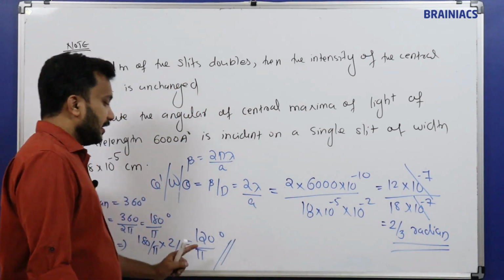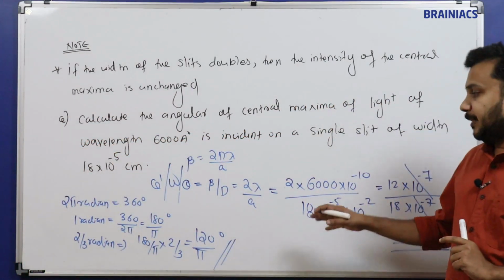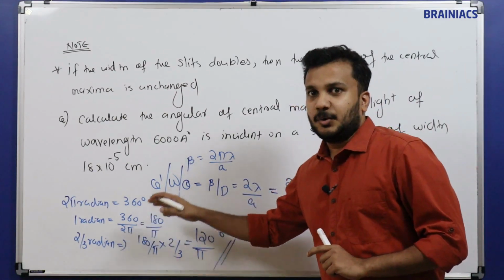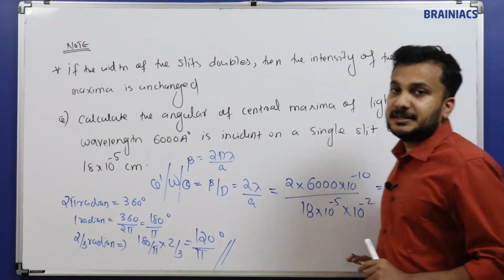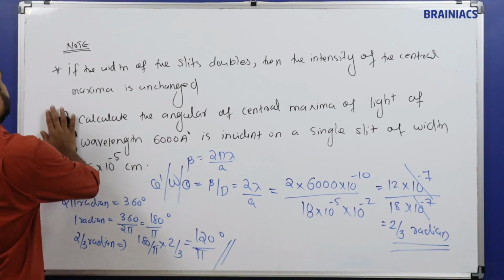This is in radian and this is in degree. So 2 pi radian corresponds to 360 degree. Whatever answer you are getting is in radian. Let's move to the next problem.